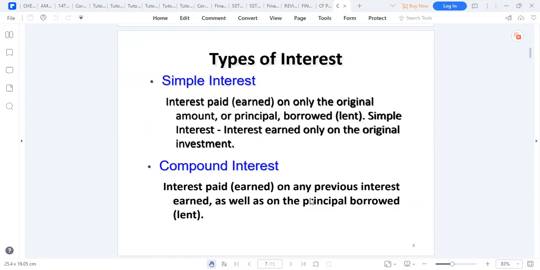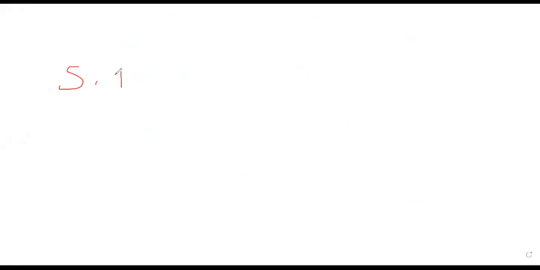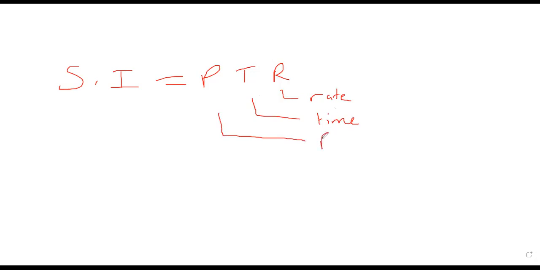So to compute simple interest, we are going to look at the formula. Simple interest is equal to what? PTR, where the R is the rate, our T is the time, and our P is what? The principal, the value that we start with now.